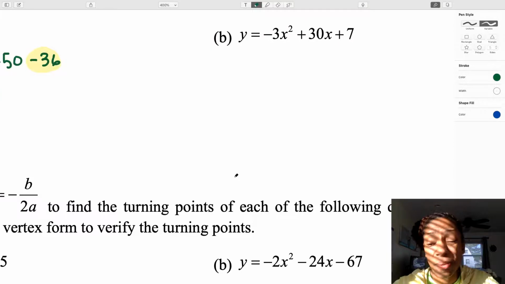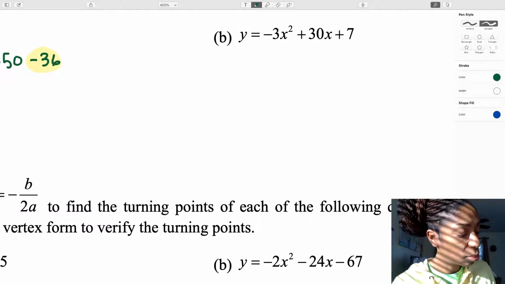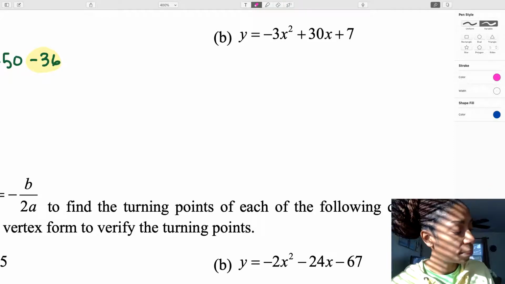I hope you pause the video and try B just to see if you understand it on your own. And then you could play to see if you got it right.